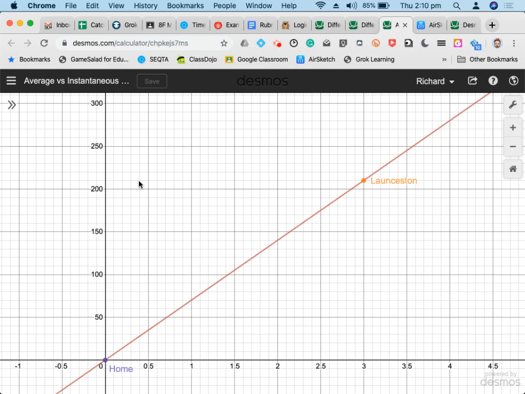Okay, Rosie, what did you get? Okay, nicely put. So the gradient of this particular function is 70. And to put it into context, because it is kilometres travelled per time taken, it's 70 kilometres per hour.